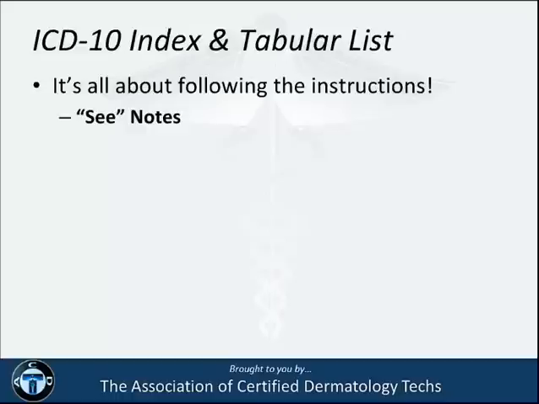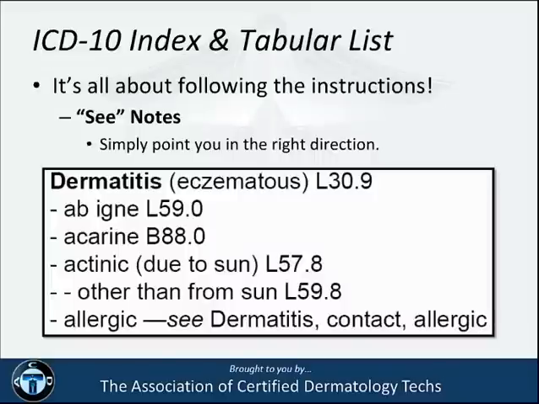The See notes are self-explanatory and are something that anyone who has used an index in the back of a book would be familiar with. They simply point you in the right direction. Let's say you're trying to select the correct code for a patient who's got a poison ivy rash. You know it's a form of dermatitis and that it's allergic, so that's where you look first in the index. Here, the See note points you in the right direction, essentially telling you to first look under dermatitis, which you're already there, but then look under contact, and then under allergic, and that's where you'll likely find the code you're looking for.